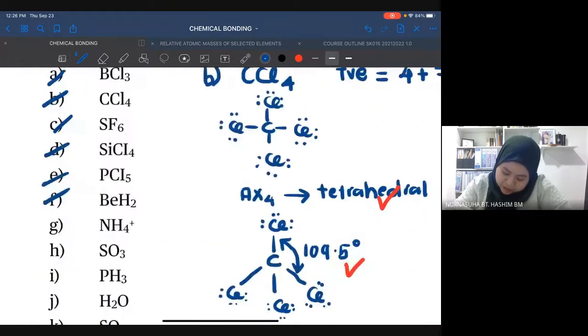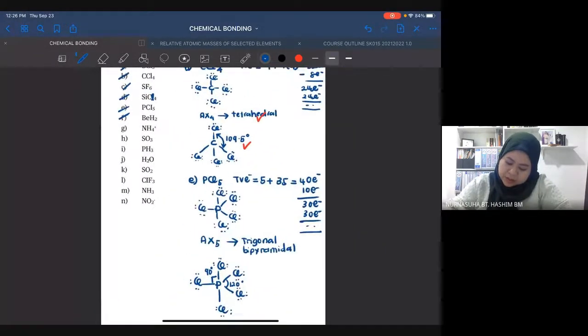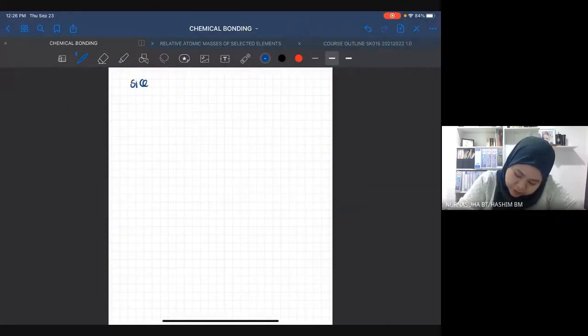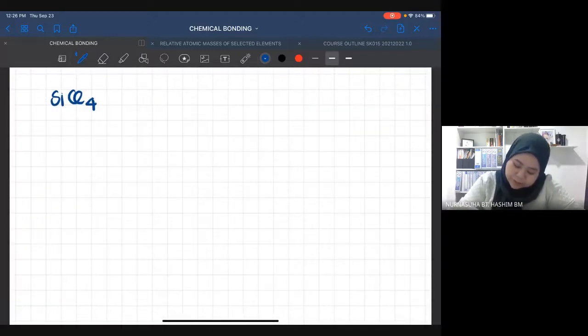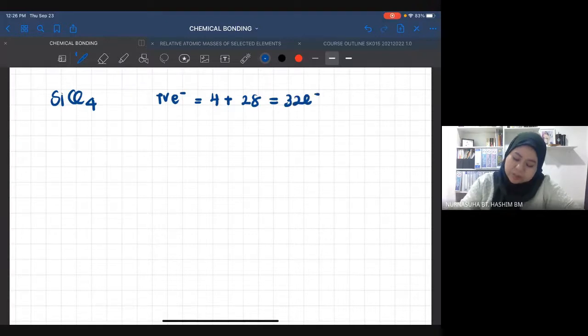SiCl4. This is not iodine, this is chlorine. SiCl4. Okay, let's try to draw SiCl4. The total valence electrons: silicon has 4, chlorine has 28, so the total is 32 electrons.